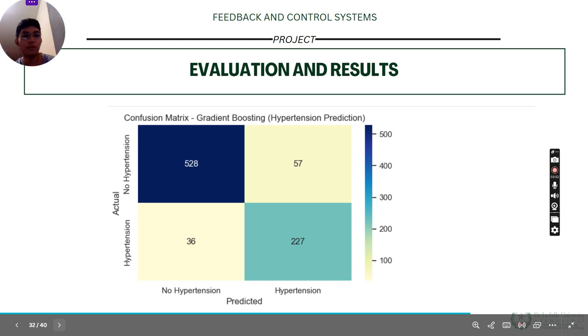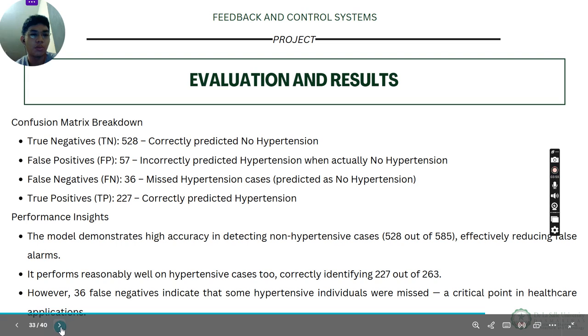So here for the confusion matrix, we can see that the true negatives are 528, the false positives are 57, the false negatives are 36, and the true positives are 227. So this model demonstrates high accuracy in detecting non-hypertensive cases, which is 528 out of 585, while it also performs reasonably well in hypertensive cases, identifying 227 out of 263.